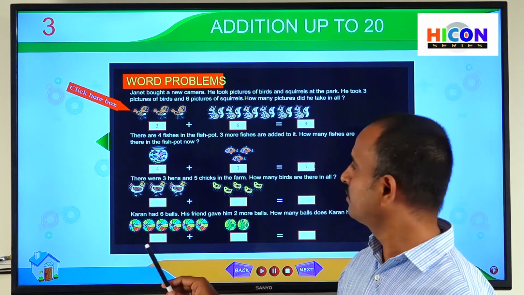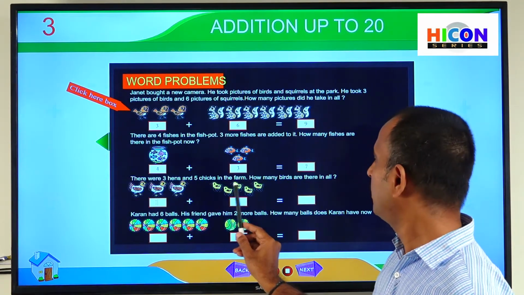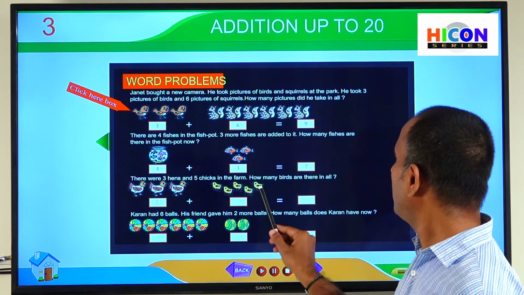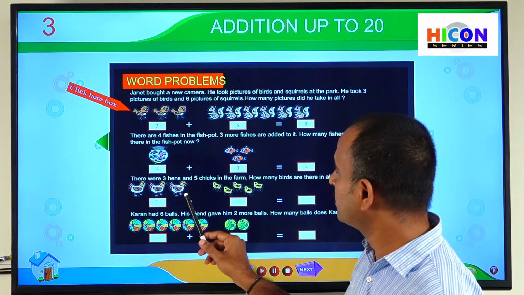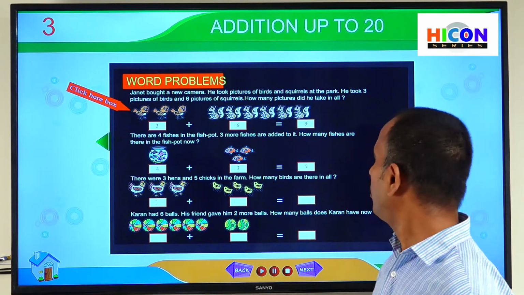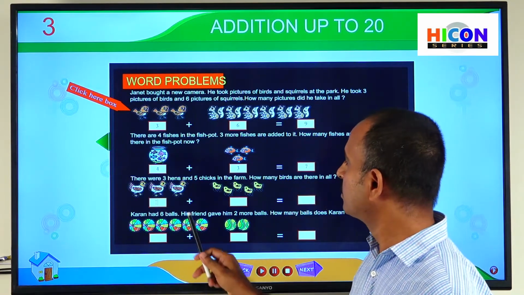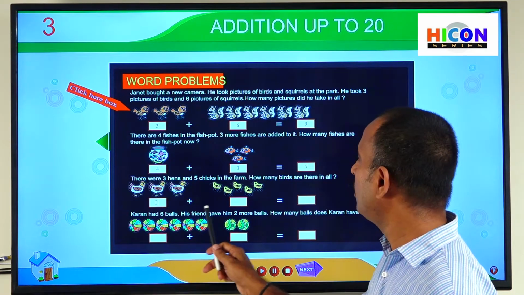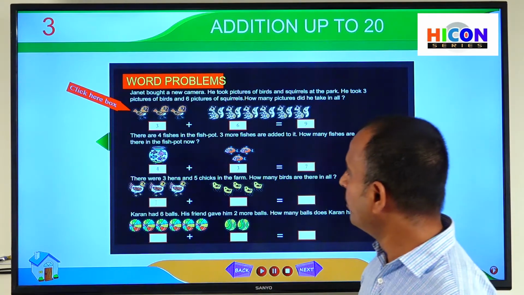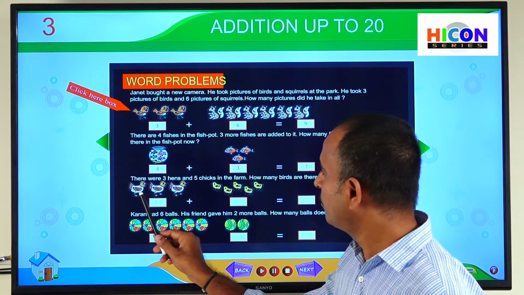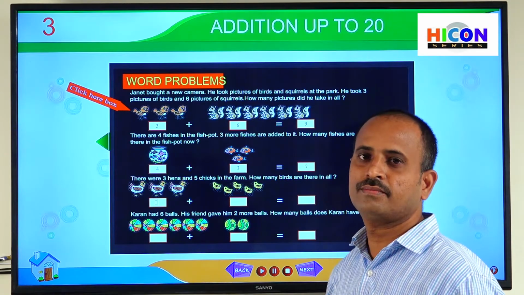Read the third problem. There were 3 hens and 5 chicks in the farm. How many birds are there in all? So children, there are 3 hens and 5 chicks in the farm. How many means we have to do addition. Addition means we have to put together all these hens and chicks. Then we will get the sum. So how many hens are there? Let us count 1, 2, 3. So write 3 in this box.